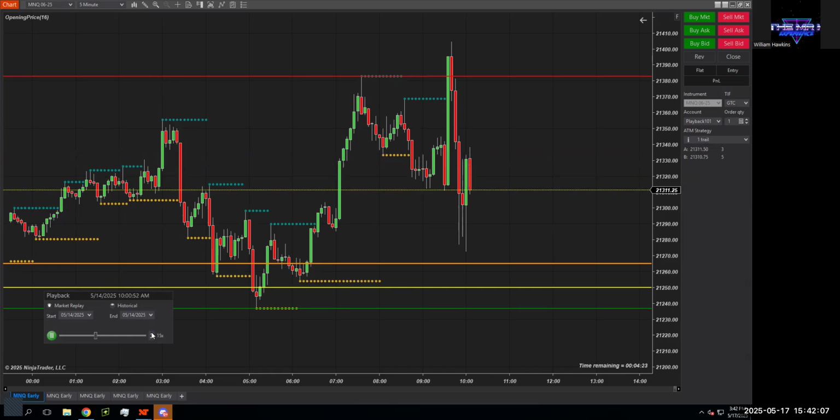Yeah, it shot back up. Now it got some little strength. Now it's gonna try to come back down again. Let's speed it up a little bit. Now, right now, the only trade that we really could have took was the overnight high trade. Looks like it's trying to go back to the overnight high.